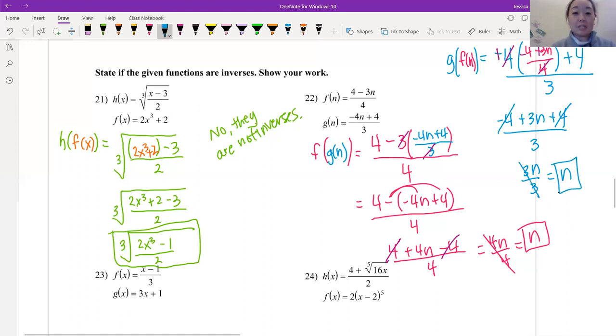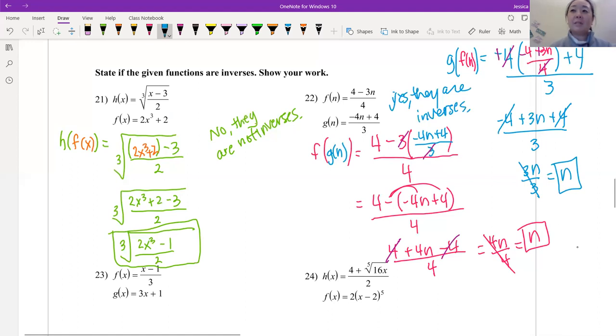Happy days. So when this is true, when they both equal n, not 3n, not n plus 1, not n plus 7, just n. Everything else canceled out except for n. Then you would say yes, they are inverses.